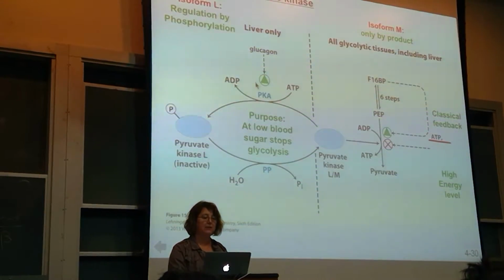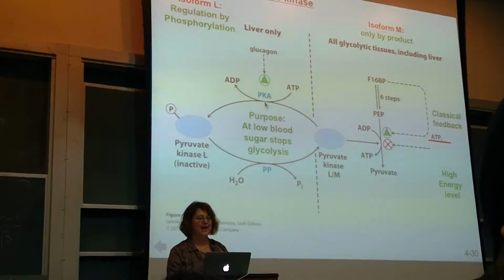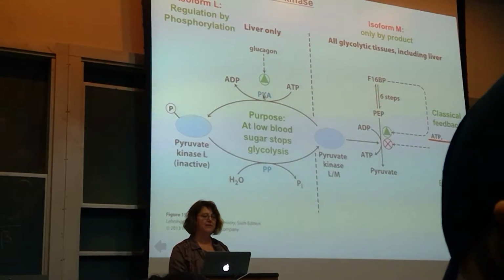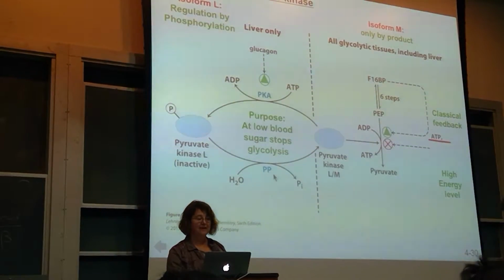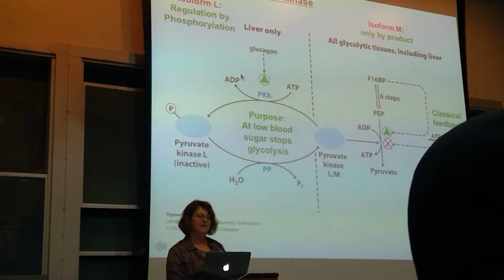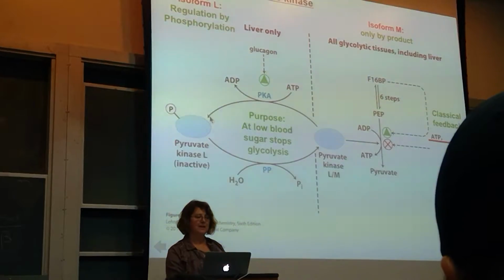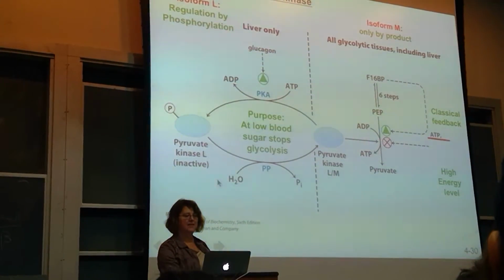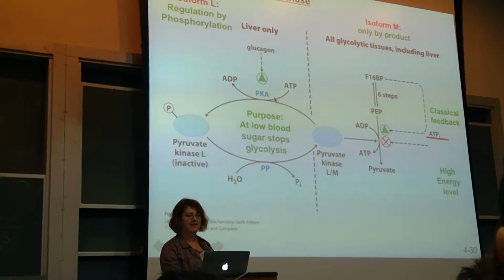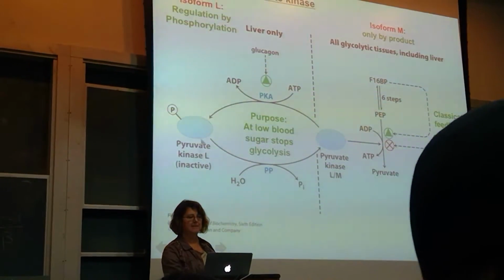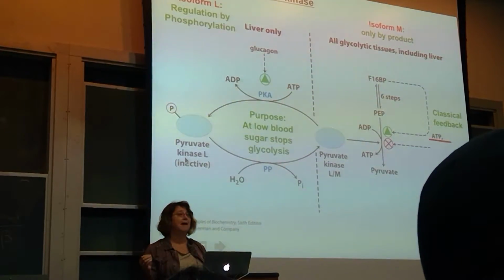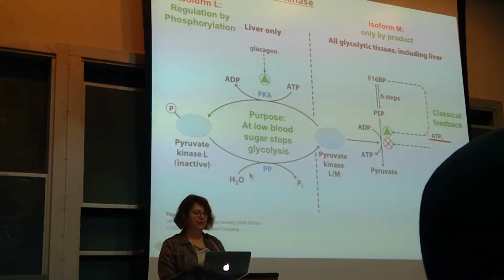So basically glucagon acts through PKA activity, which we can look at. This is the protein kinase, and this is a phosphatase. The kinase would be putting on a phosphate, and you can see it put on here, and then the phosphatase is taking off the phosphate. In this case, when it puts on the phosphate, it's making it inactive, and basically it's stopping that last step at low blood sugar.